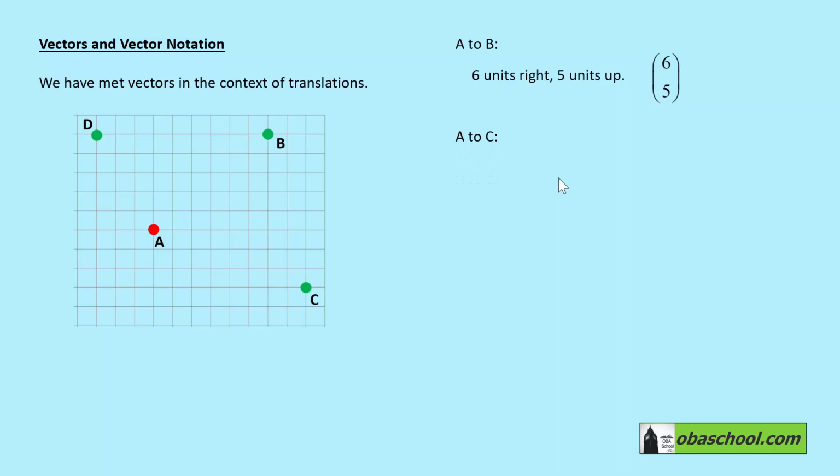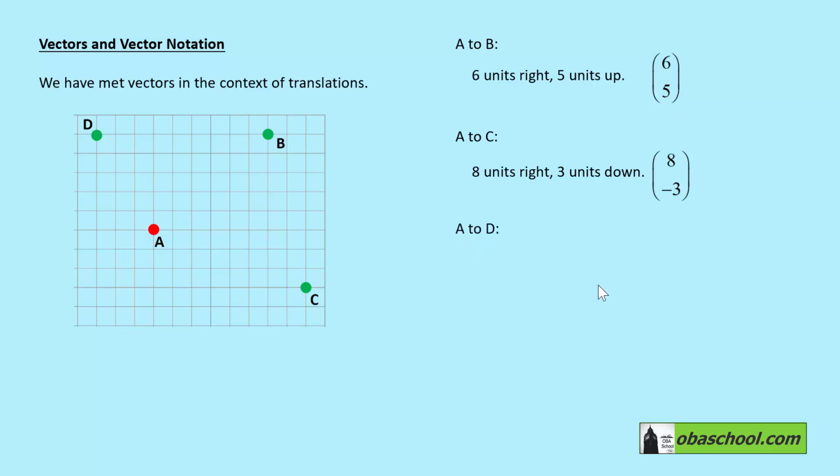If we go from A to C, that's 8 right and 3 down. We'd write that as (8, -3). Remember, the bottom number is the vertical. For upwards it was positive, and therefore it's negative for going downwards.